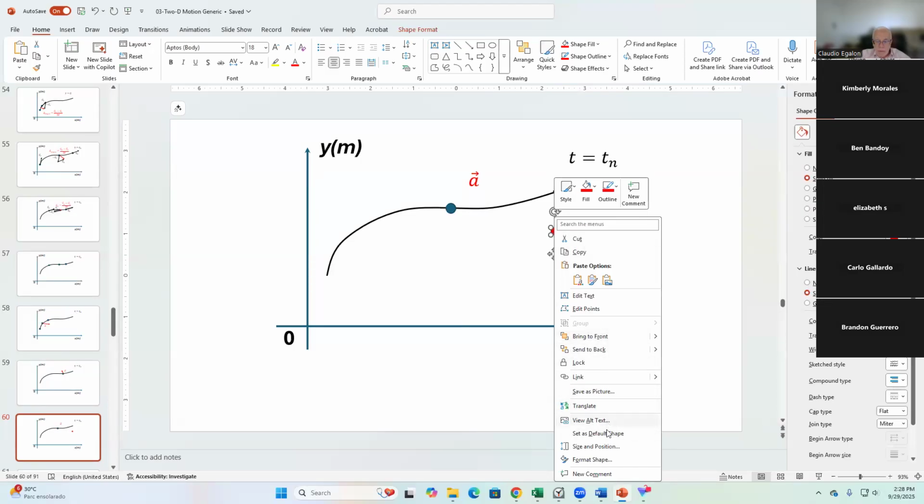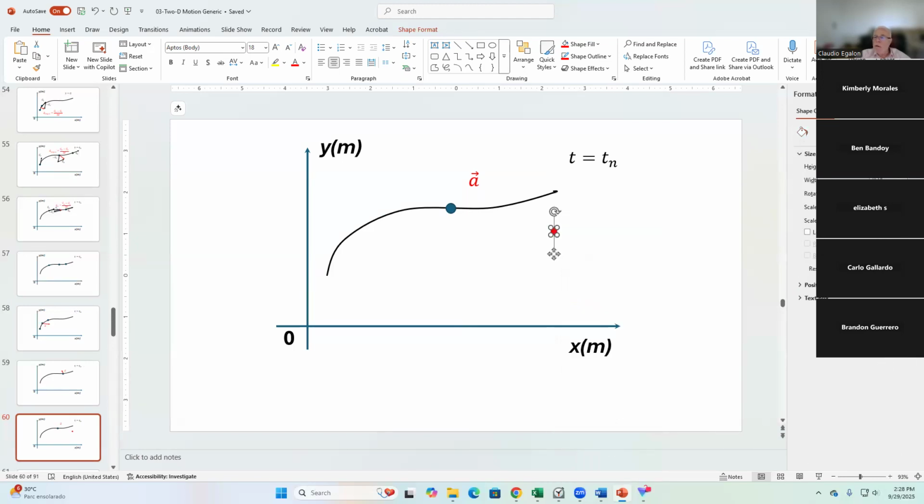Format, bring to front, format shape, size and position. That's what I want. I'm going to make it smaller. Yeah, better, right? And now this dot that you see right in here represents what? Represents the acceleration vector equal to 0. Okay, and I'm going to put it right in the middle of this other dot right in here.